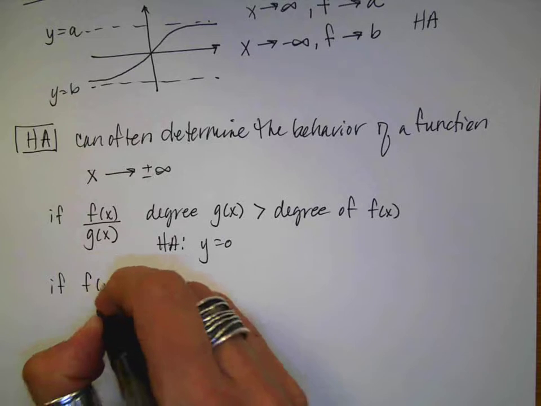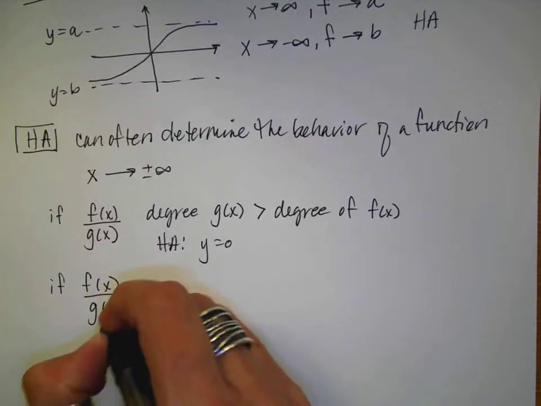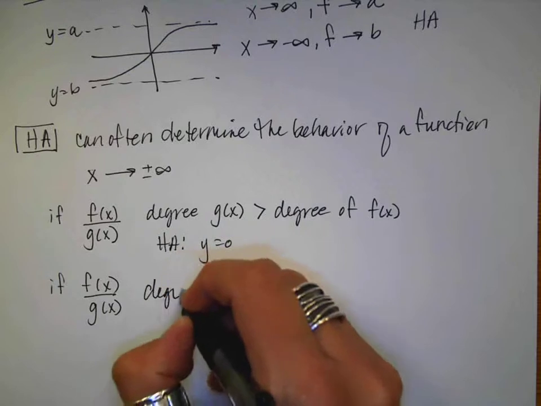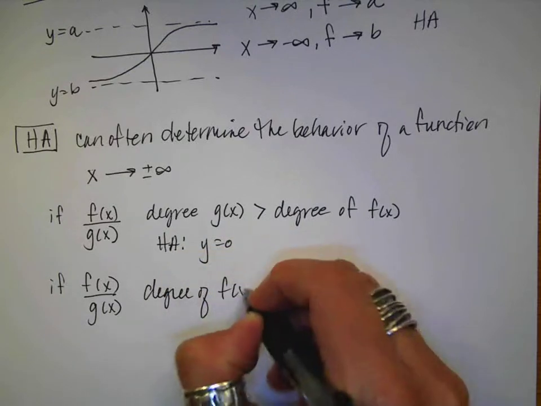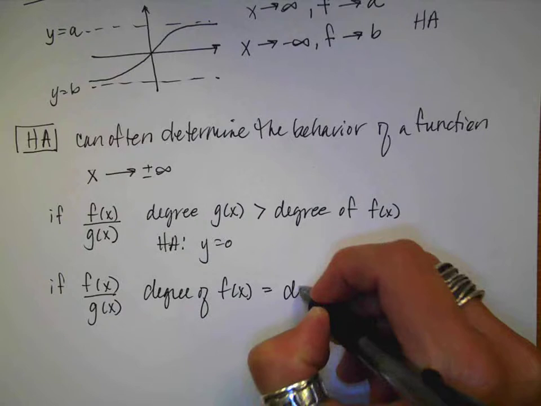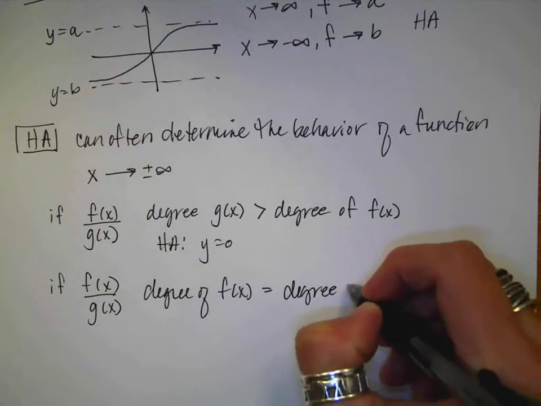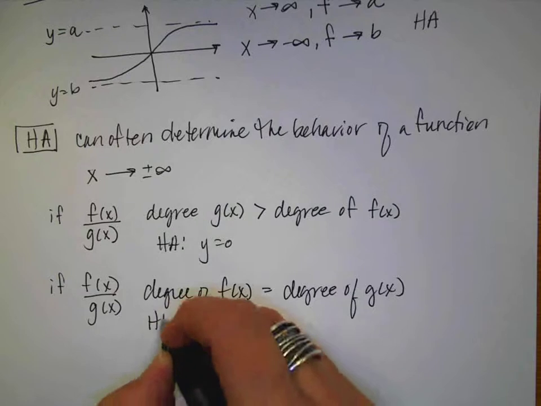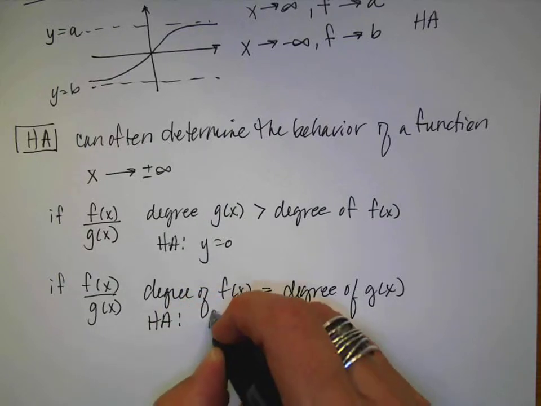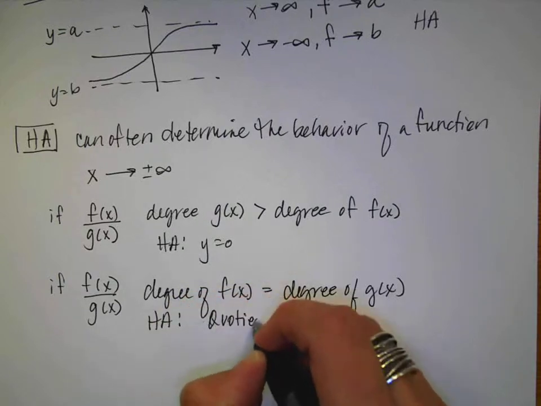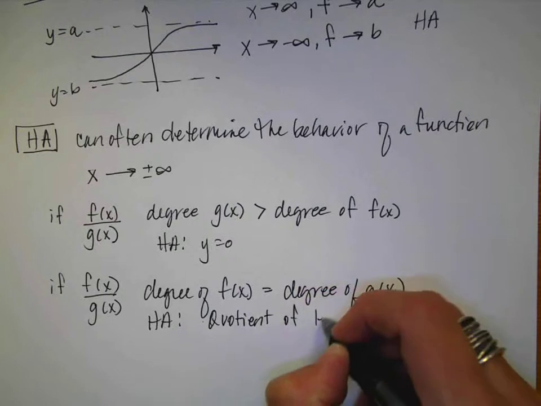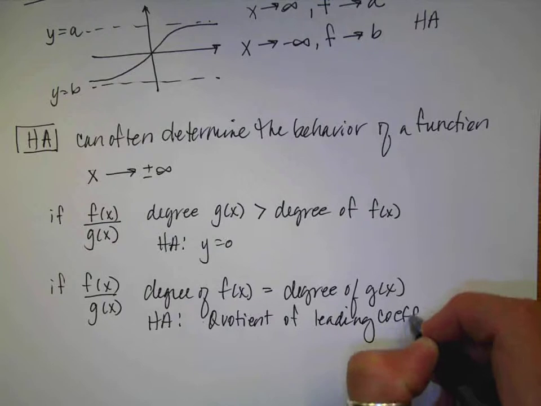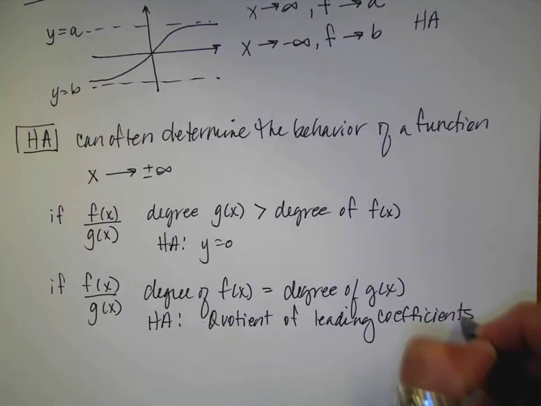On the other hand, if I have a rational function and I have the degree of f of x equal to the degree of g of x, then my horizontal asymptote is going to be the quotient of the leading coefficients. And this one we see quite a lot.